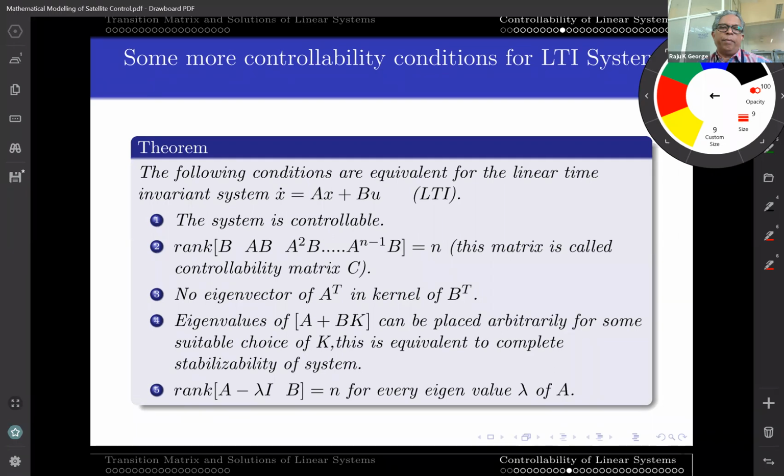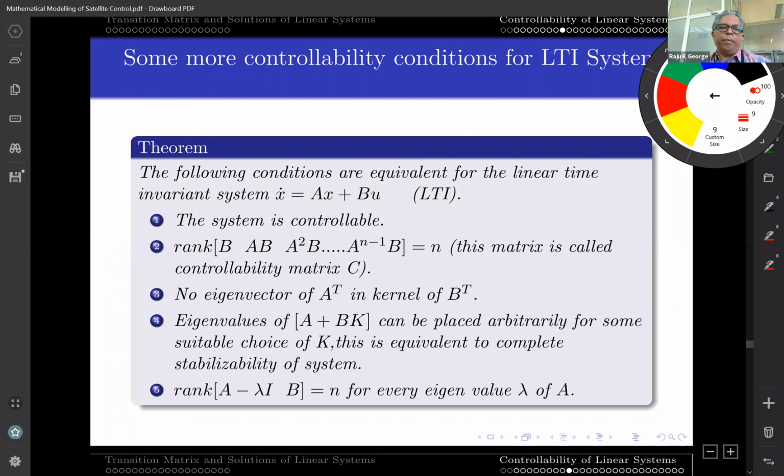much simpler conditions, also known as Kalman's rank condition. If my system is x dot equals Ax plus Bu, A is a constant matrix, B is also a constant matrix. Then if the rank of B, AB, A squared B up to A^(n-1) B is n, this matrix is called a controllability matrix, and if this rank is n, then the system is controllable. It's a necessary and sufficient condition.